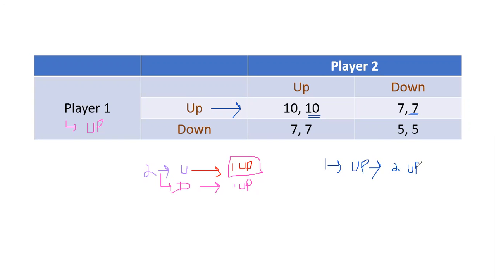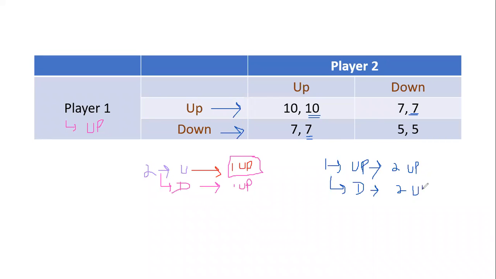Now check it for the alternative strategy of player 1. That is, now let's see in case of down. If player 1 plays down, player 2 should play up. Why? Because in this case, playing down will generate a payoff of 5 and playing up will generate 7. Therefore, the higher outcome is always preferred.